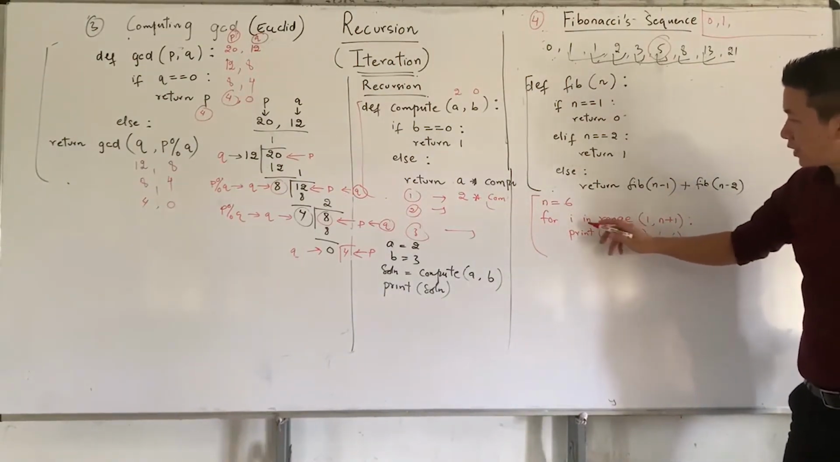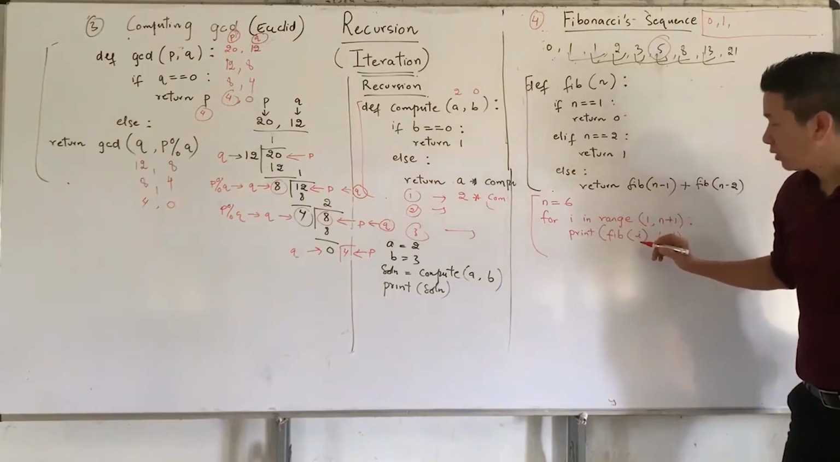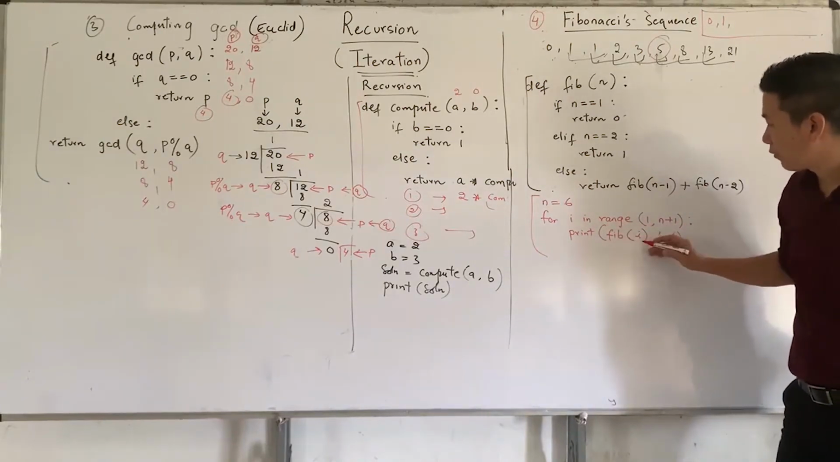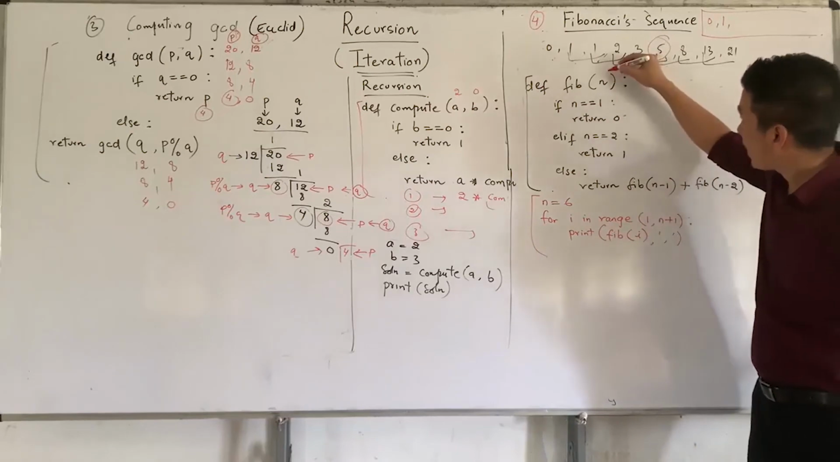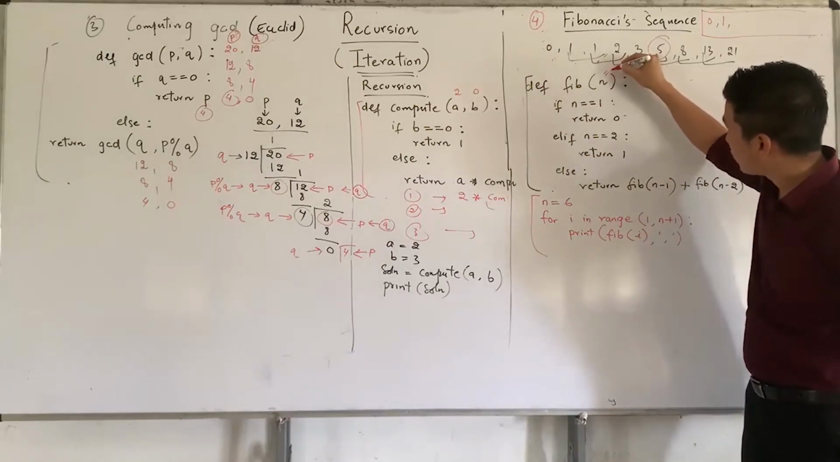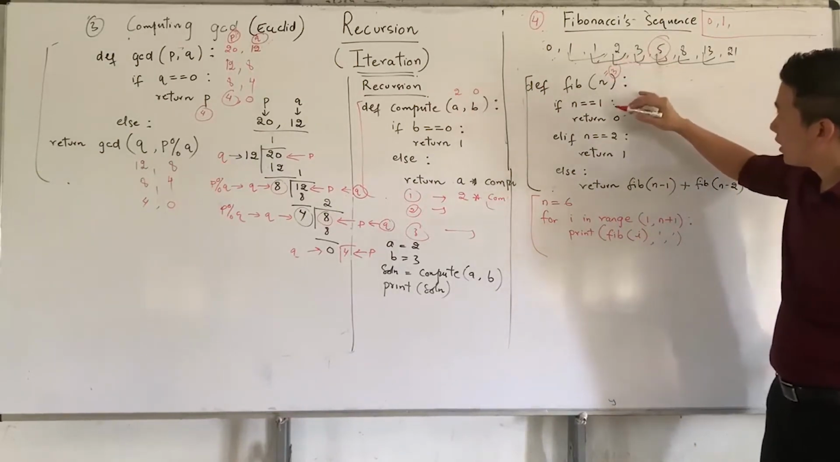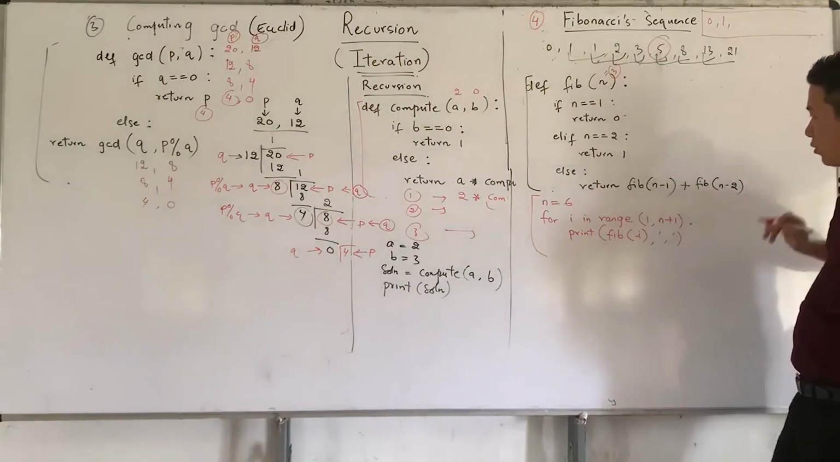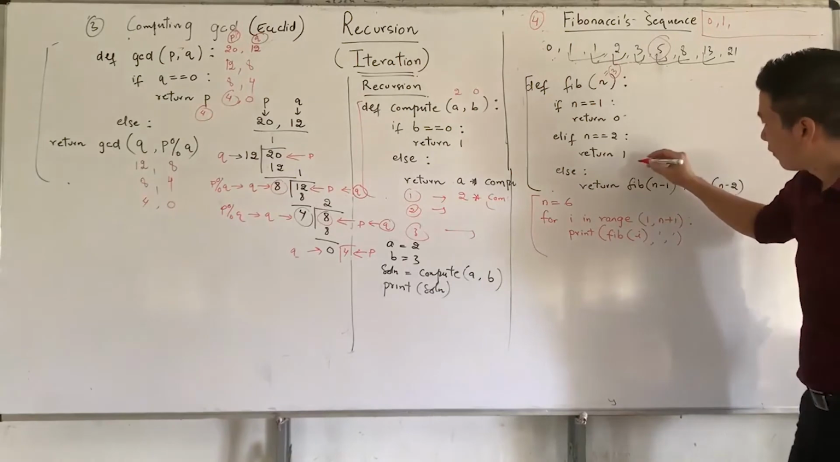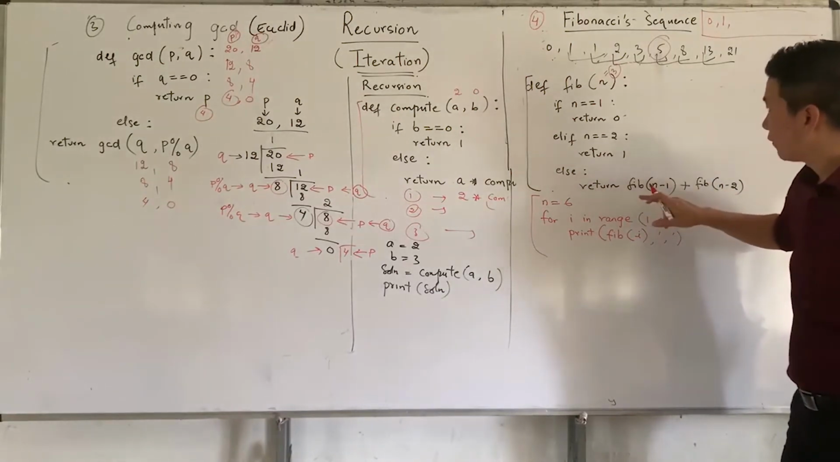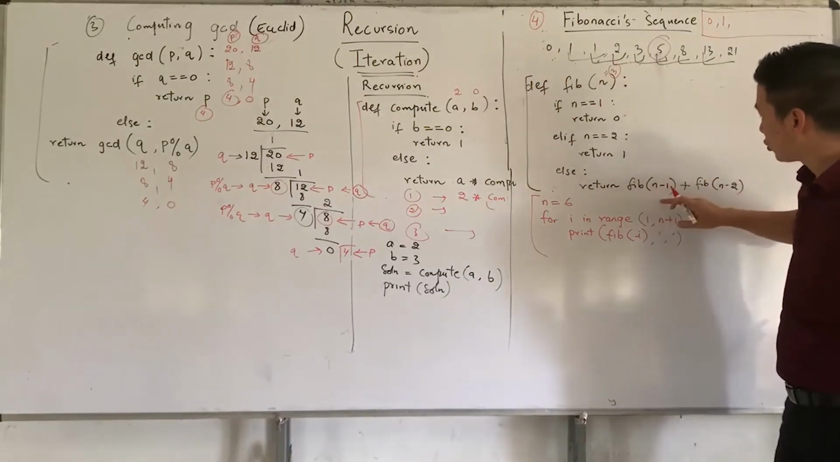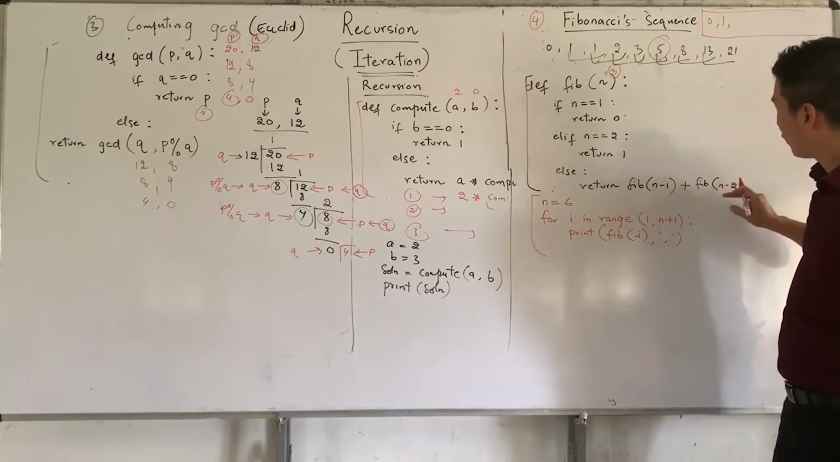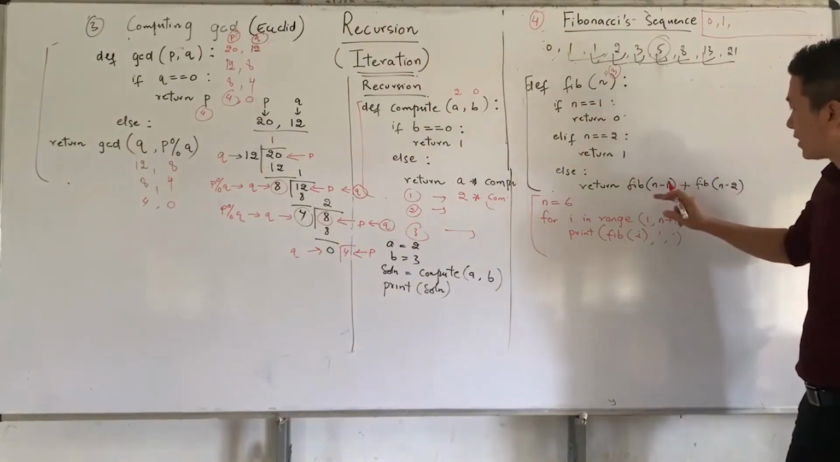And then when the value of i becomes 3, what happens here is n will receive the value of 3. Neither of these two conditions will be true, and then it gets in here. So you have fib of 3 minus 1, which is 2, plus fib of 3 minus 2, which is 1.